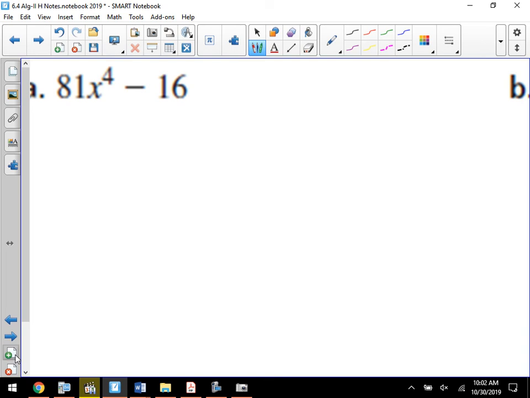Whenever you multiply variables together, all you're doing is adding exponents. So x squared times x squared gives you x to the 4th. Okay. So is this a perfect square? Is this a perfect square? Yes. Is this a subtraction symbol? Yes. Which means you can create a difference of squares.